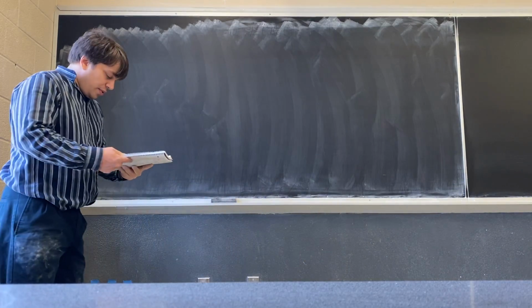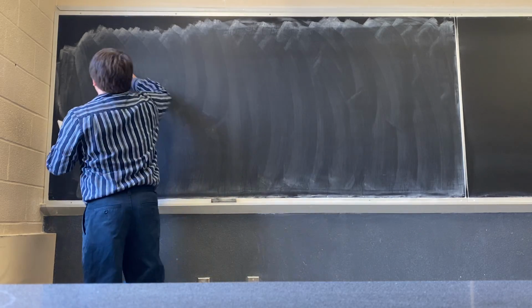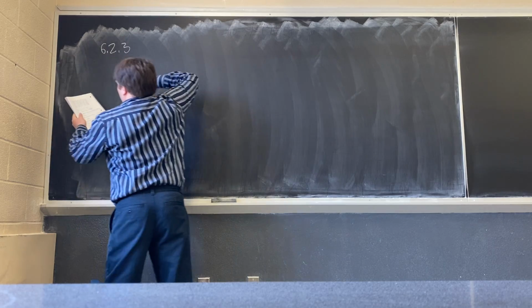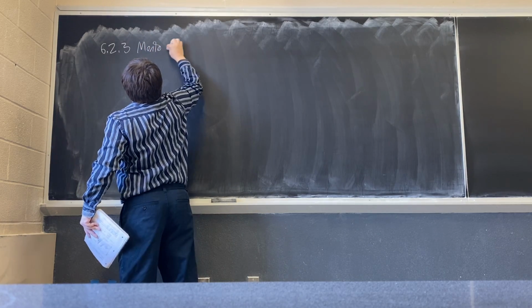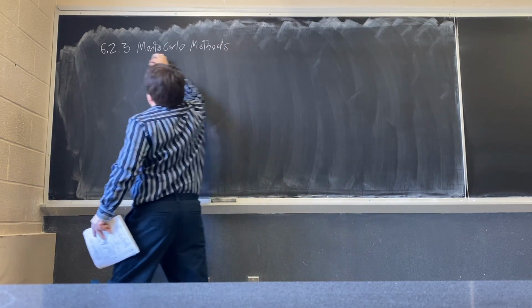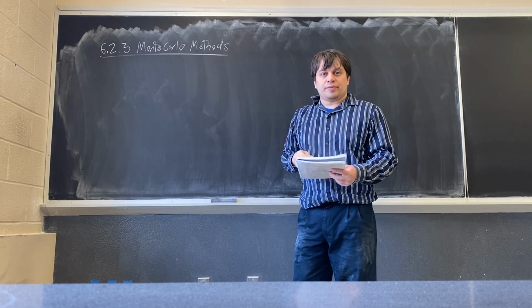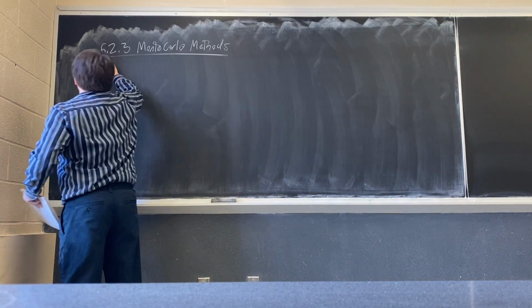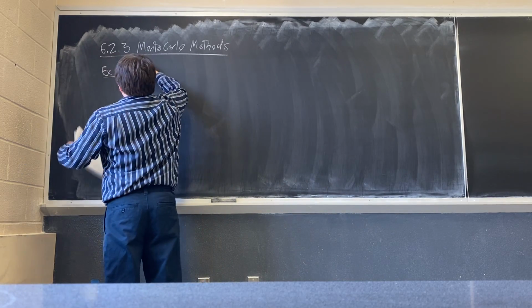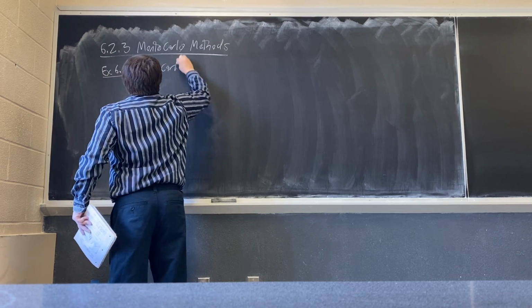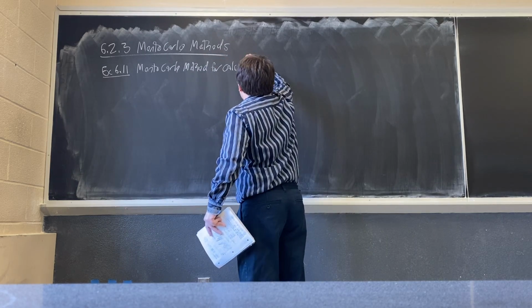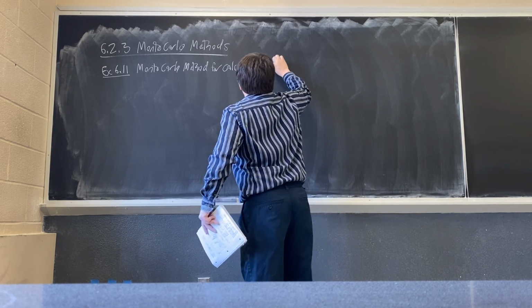Okay, and so now let's go to the next topic, which is 6.2.3, Monte Carlo methods. Okay, so example 6.11 is the Monte Carlo method for calculating a definite integral.